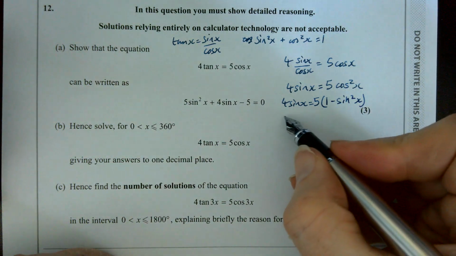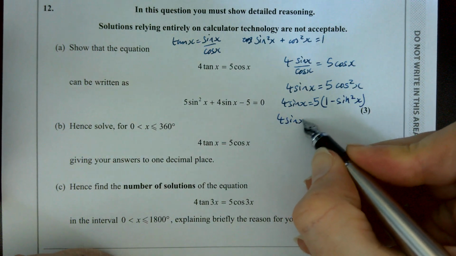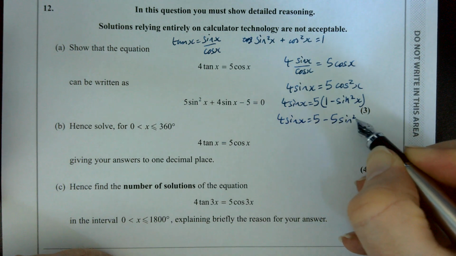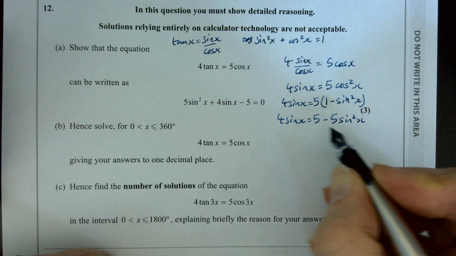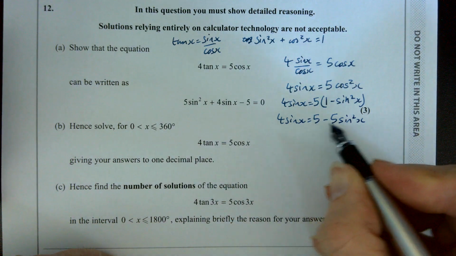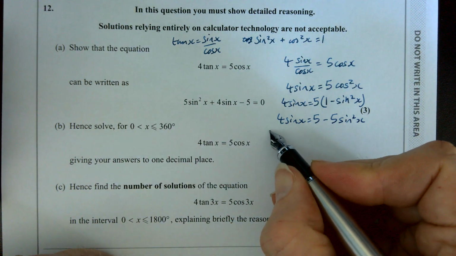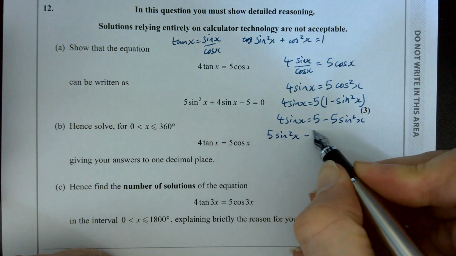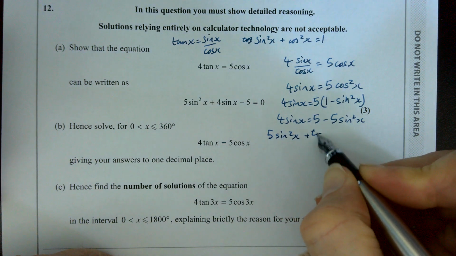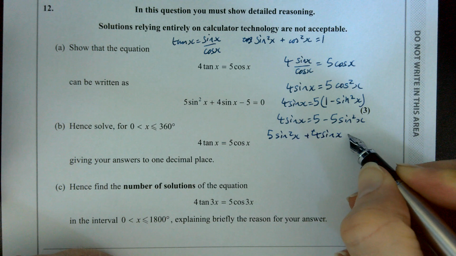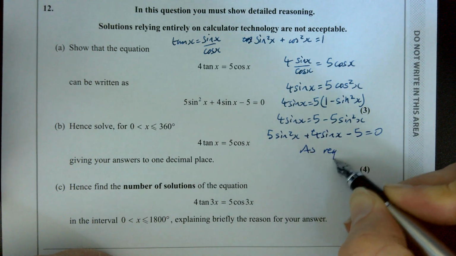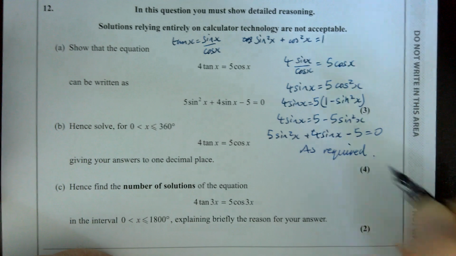Then we expand the bracket. 4 sin x equals 5 minus 5 sin squared x. And then we're just taking that and adding that. So at that point, we can just say 5 sin squared x plus 4 sin x minus 5 equals 0, as required.